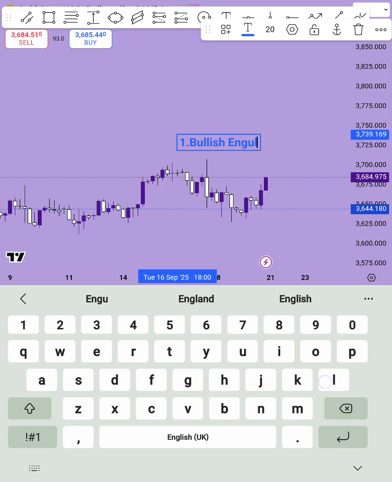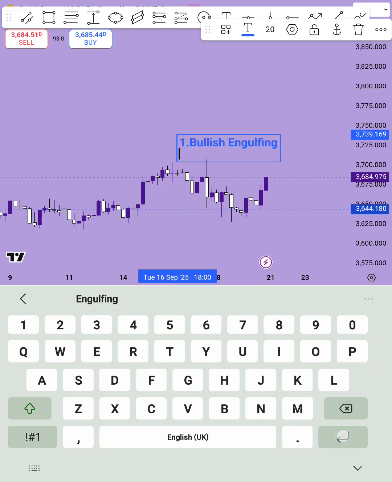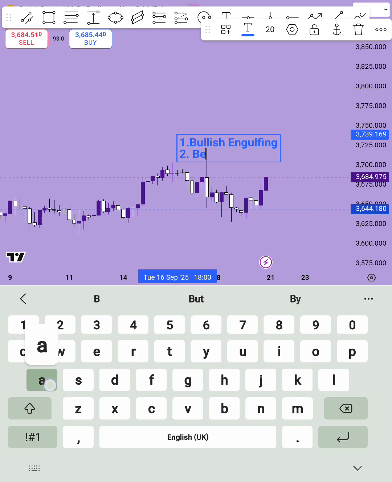If you remember in our last class we spoke about the bullish candle and the bearish candle, right? So if you have not watched that video, you should head back to my channel. Bullish engulfing. Then the second one is what? Bearish engulfing.